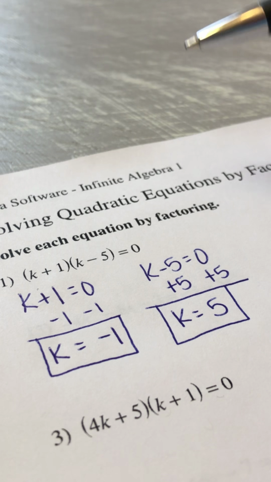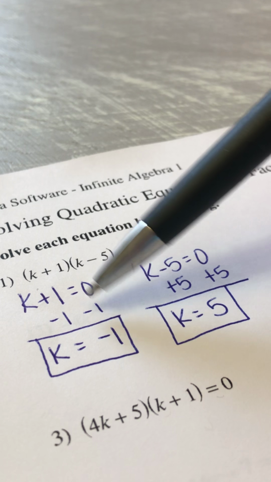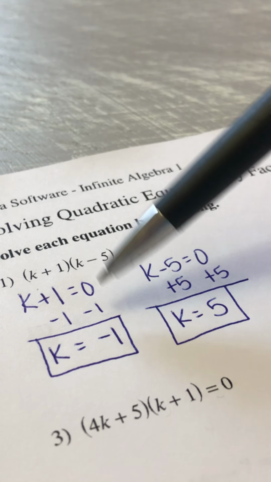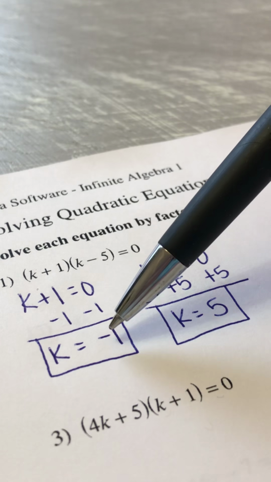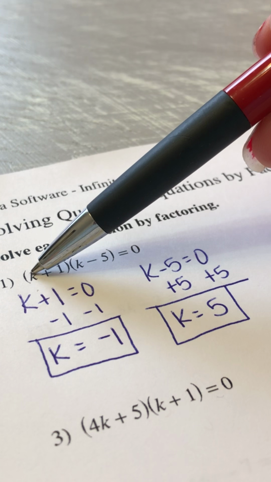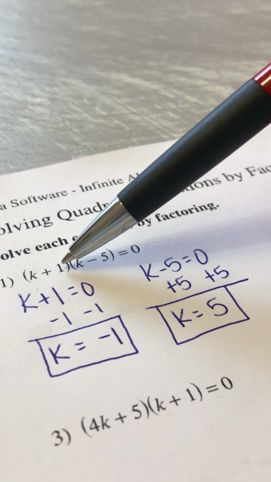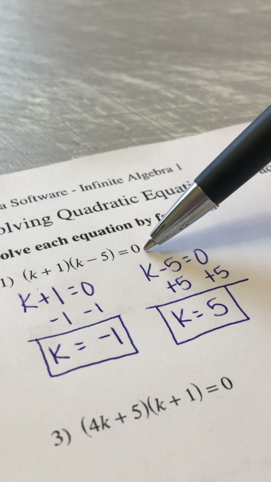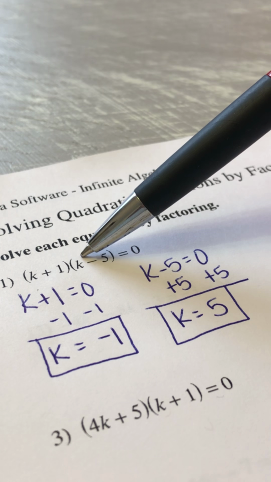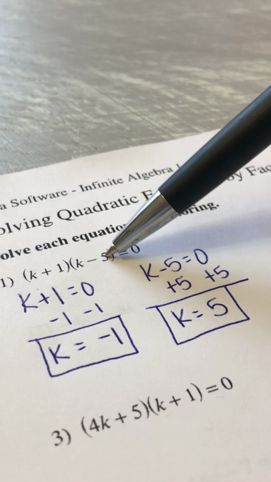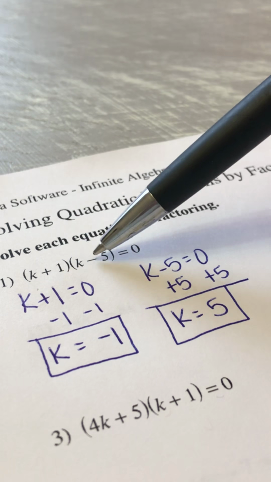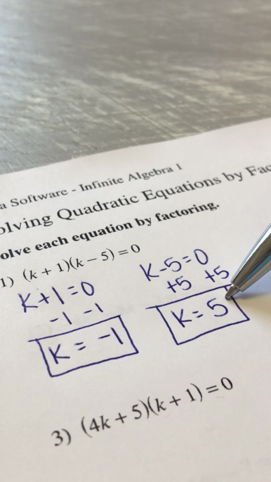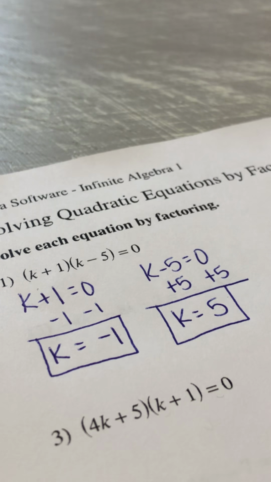And you can go back and check your answer. Let's plug in -1 for k here and 5 for k here. Substitute it in and see if it becomes true. If I have -1 plus 1, that would be 0. Anything times 0 is 0. If I have 5 in this binomial, 5 minus 5 is 0. Anything times 0 is 0. So I know that my two answers, -1 and 5, are true.